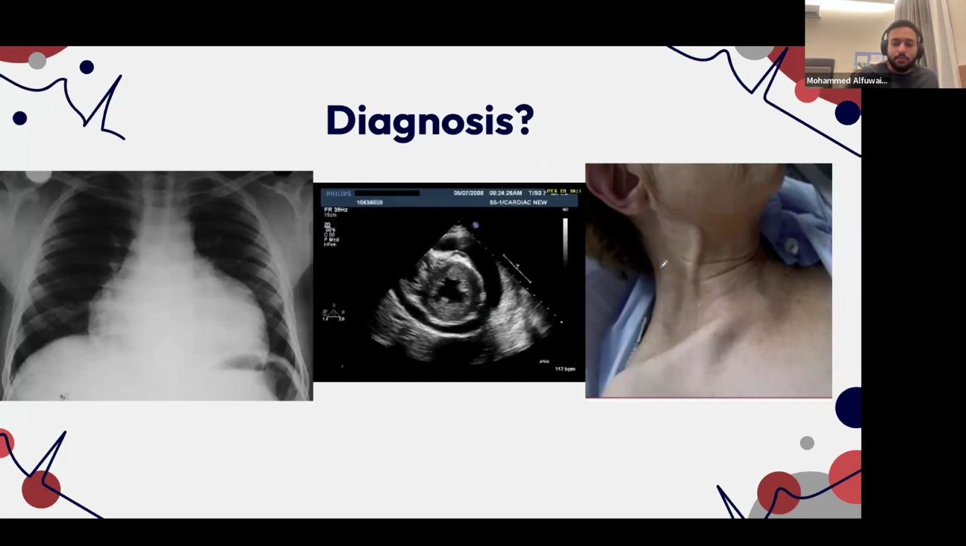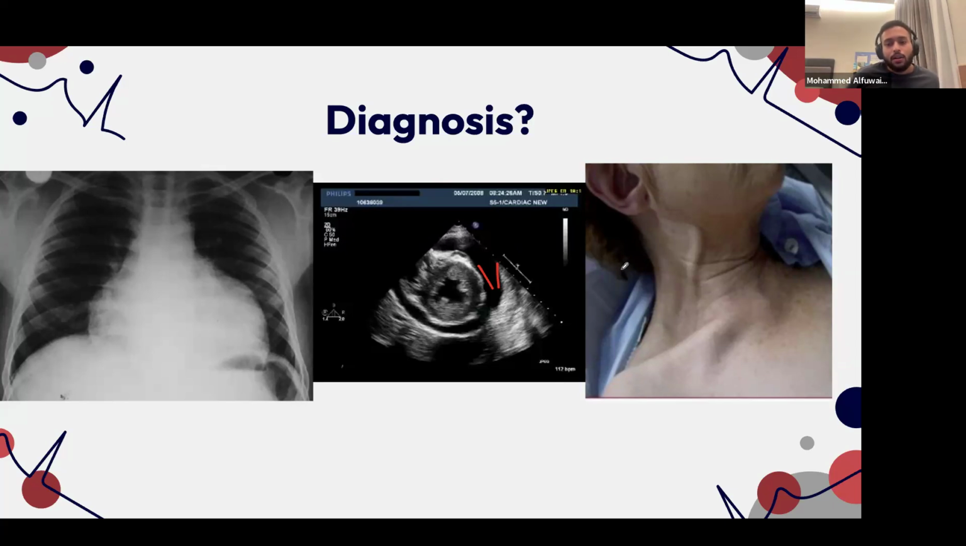Tamponade, pericardial effusion. I'll accept both answers. Good. Perfect. Okay. The first sign is the chest X-ray. You can see cardiomegaly. Then in the echo, you can see clearly that there's pericardial effusion or tamponade. Now, there is a specific triad for cardiac tamponade. Do you know what the name of this triad is?